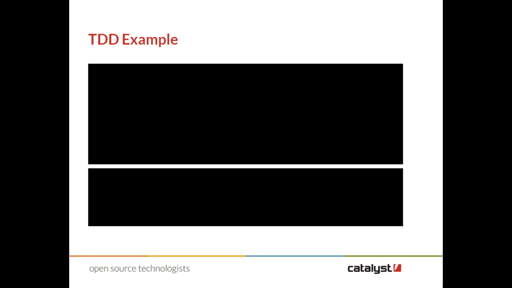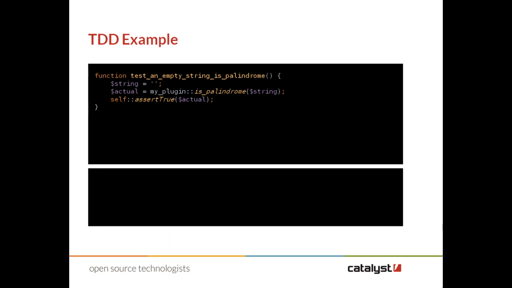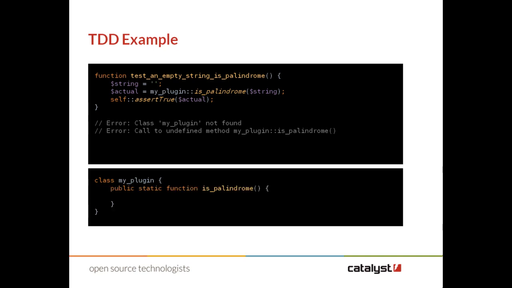Quick example, we are creating a function to test if a string is a palindrome. A very simple and small test is to check if an empty string is a palindrome, which should be true. But when you run the tests, it fails because the class myPlugin does not exist. So we are doing TDD style, so let's focus on the error at hand. You define that class and test again. Now the function isPalindrome does not exist. You define that function and test again. Now the result is not true. You set it to return true and test again, and now it works.